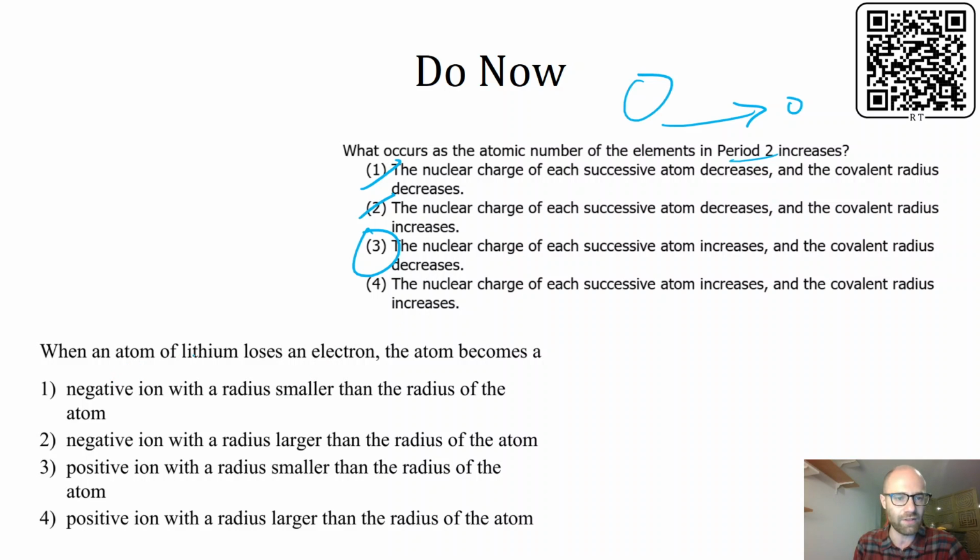When an atom of lithium loses electrons, we're going to become a positive ion. And when that happens, the radius gets smaller.